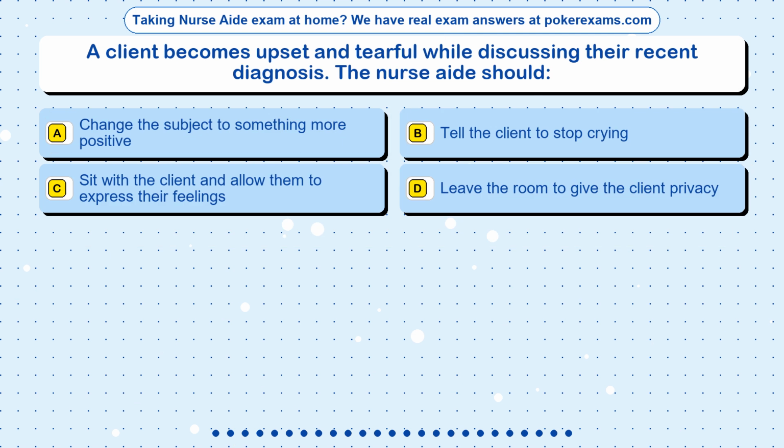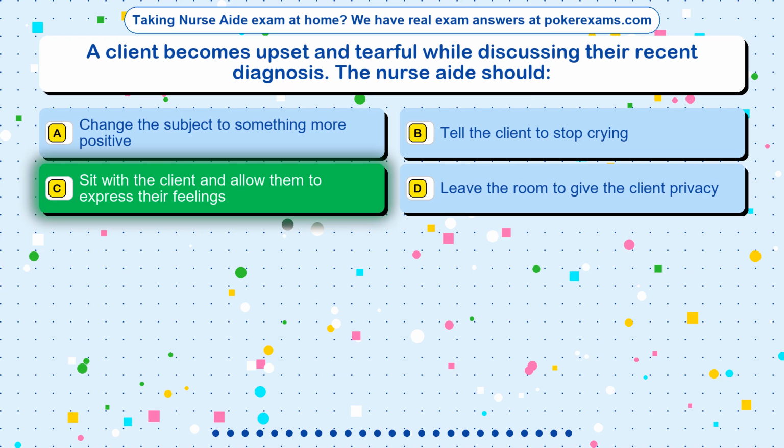Question 24. A client becomes upset and tearful while discussing their recent diagnosis. The nurse aide should: Option A, change the subject to something more positive. Option B, tell the client to stop crying. Option C, sit with the client and allow them to express their feelings. Option D, leave the room to give the client privacy.